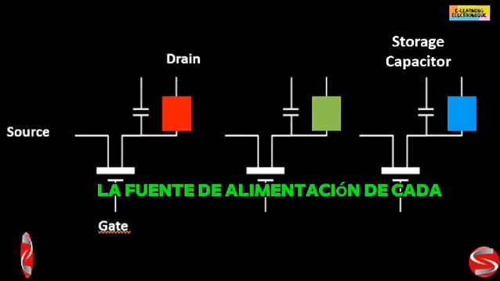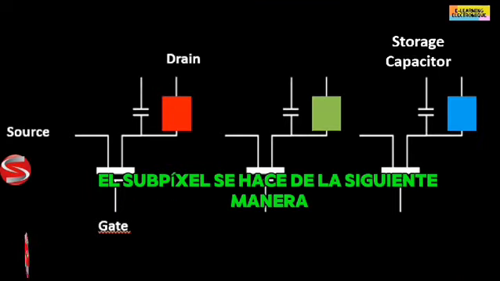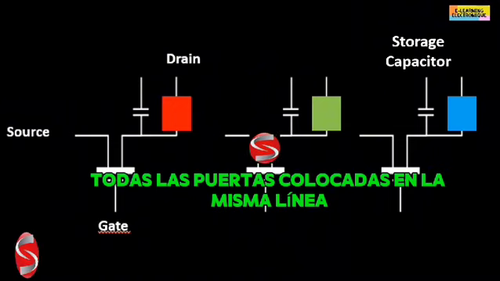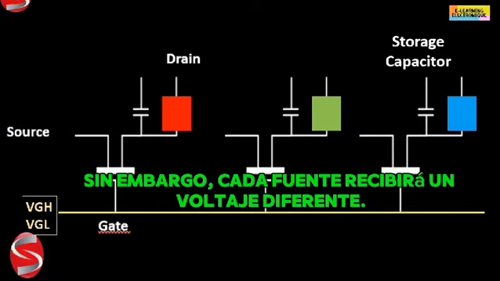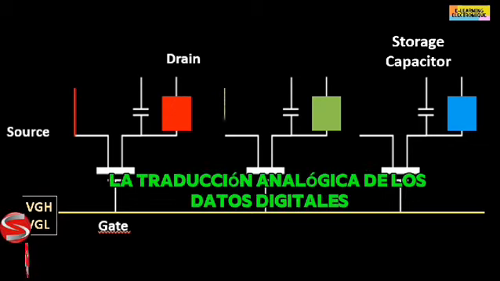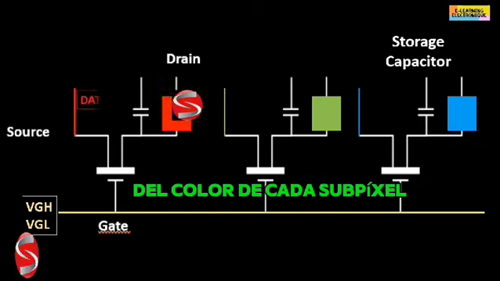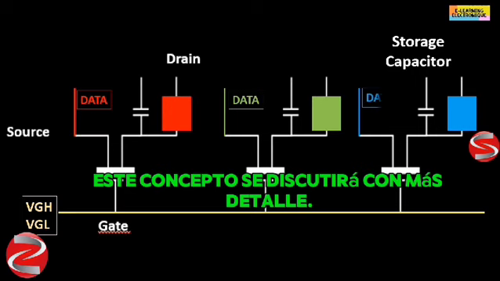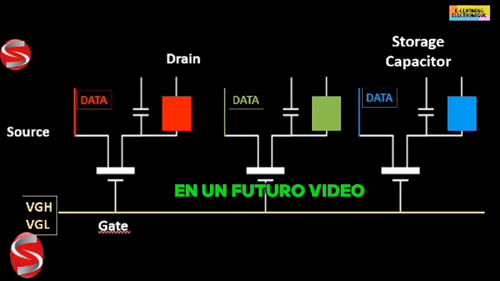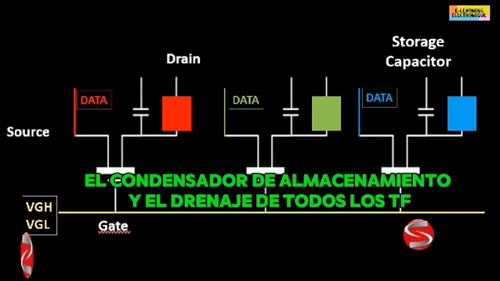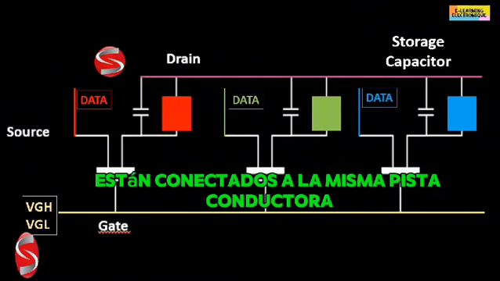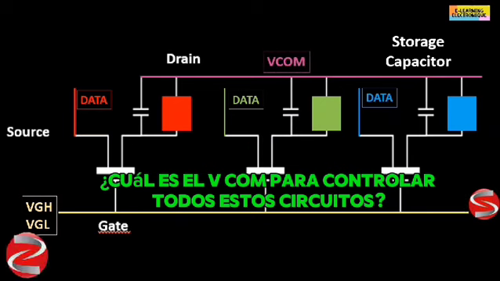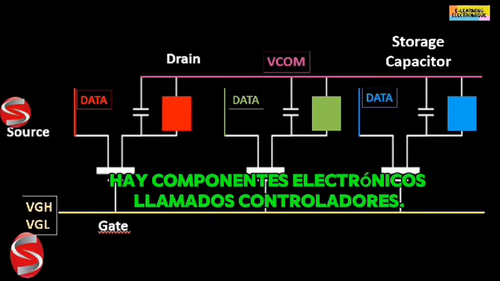The power supply of each sub-pixel is done in the following way. All the gates placed on the same line will receive the same power supply, either VGH or VGL. However, each source will receive a different voltage. This voltage corresponds to the analog translation of the digital data of the color of each sub-pixel. This concept will be discussed in more detail in a future video. The storage capacitor and the drain of all the TFT transistors composing the screen are connected to the same conductive track, which is the VCOM. To control all these circuits, there are electronic components called drivers.